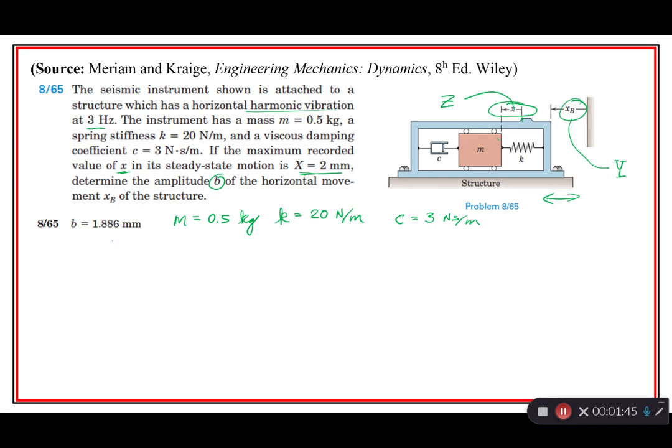All right, so other things they told us was we have 3 hertz, and therefore our omega F is going to be 2 pi times the forcing right there, or 18.85 radians per second.